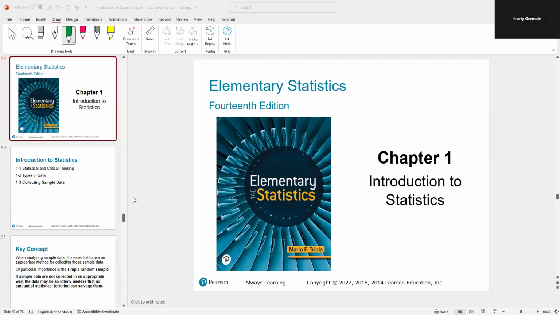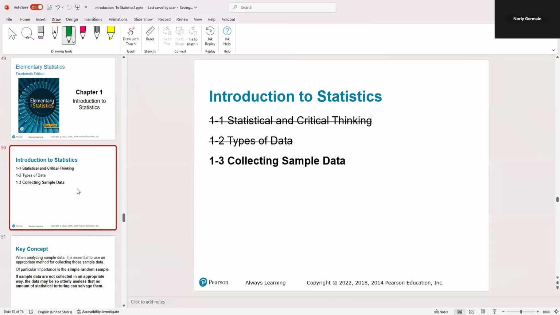If for some reason you didn't watch the first two videos, I strongly advise you to click on section 1.1, Statistical and Critical Thinking, and section 1.2, Types of Data, to find out about different concepts we already covered, like the definition of statistics, different types of data, quantitative and qualitative data, different types of quantitative data like discrete data and continuous data. We talked about population, sample, plenty of concepts that are already covered.